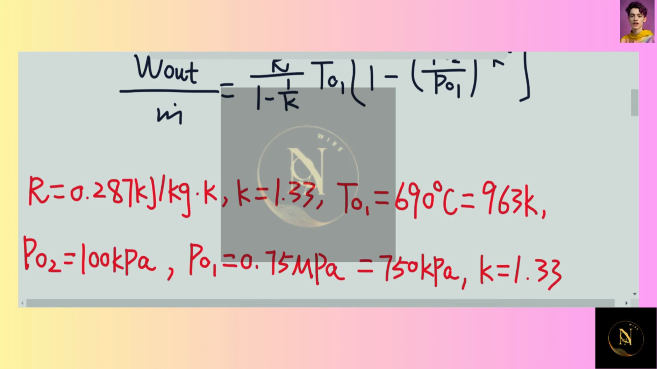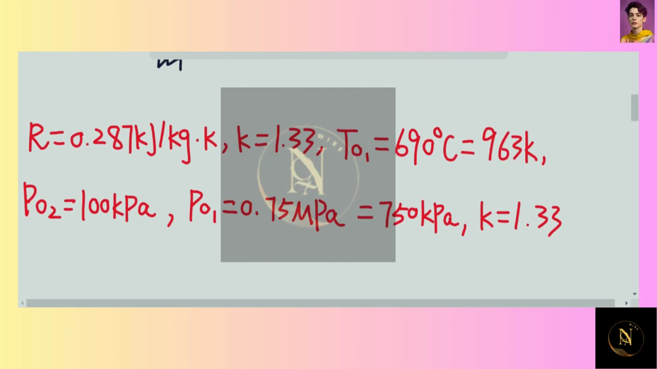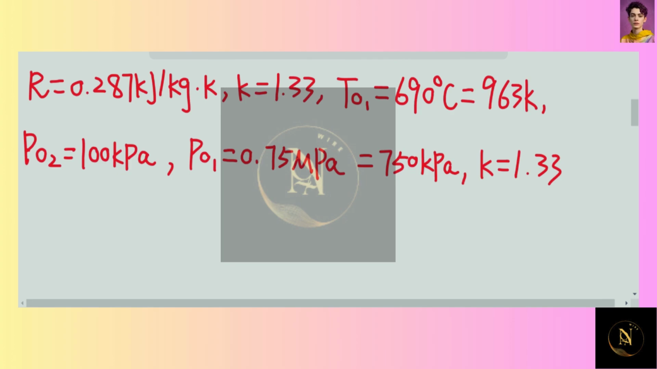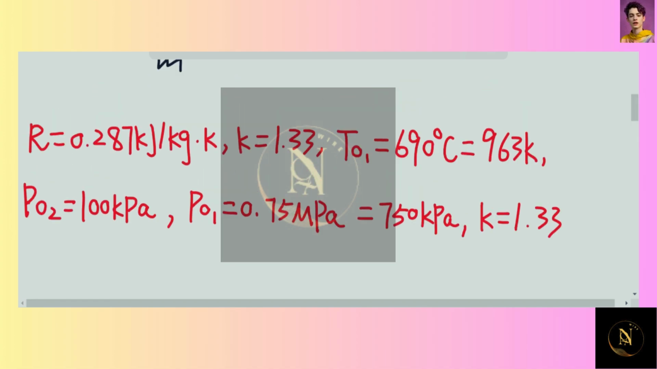We know the gas constant is 0.287 kilojoule per kilogram Kelvin, and the specific heat ratio is given as 1.33. We know the initial stagnation temperature is 690 degrees Celsius, which is 973 Kelvin, and the final stagnation pressure is given as 100 kilopascal. The initial stagnation pressure is 0.75 megapascal, which is 750 kilopascal.